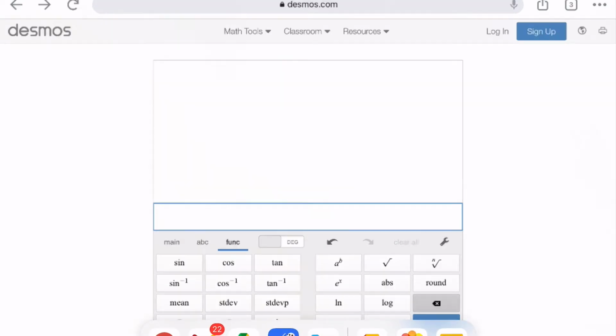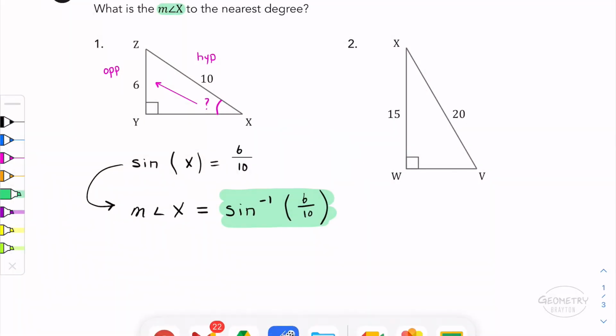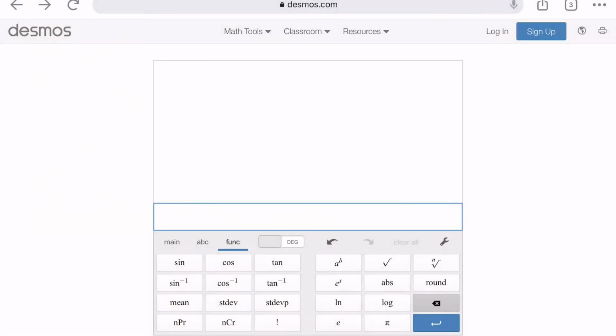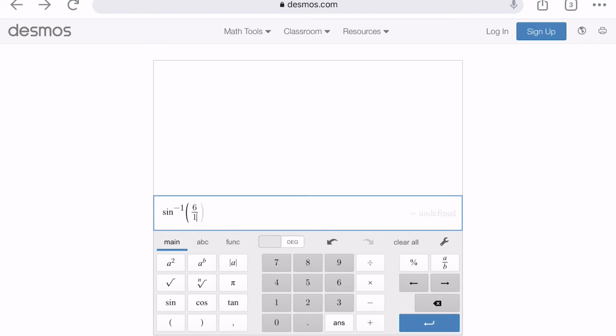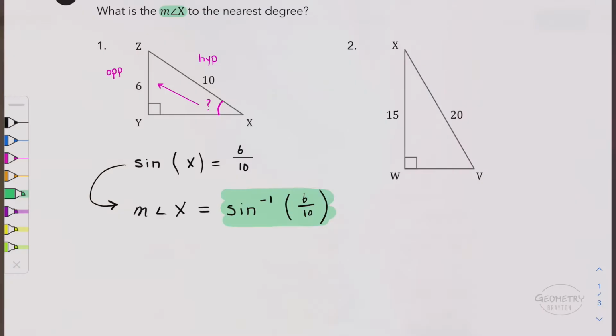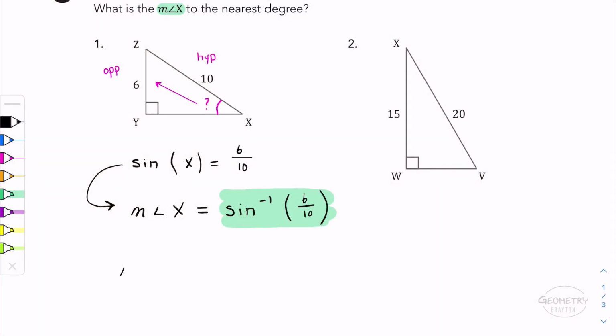Our value again is the inverse sine of 6 over 10. I'm going to hit inverse sine and then 6 divided by 10. My answer over there on the right side of my screen is 36.8698, and the directions tell us to round to the nearest degree, so we'll be rounding this to 37 degrees. That's telling us that the measure of angle X for number 1 is 37 degrees.